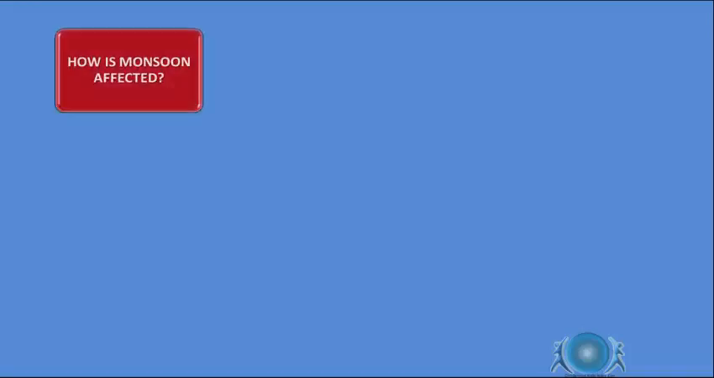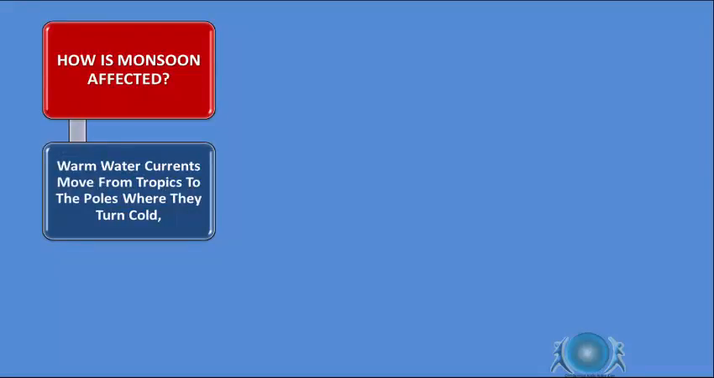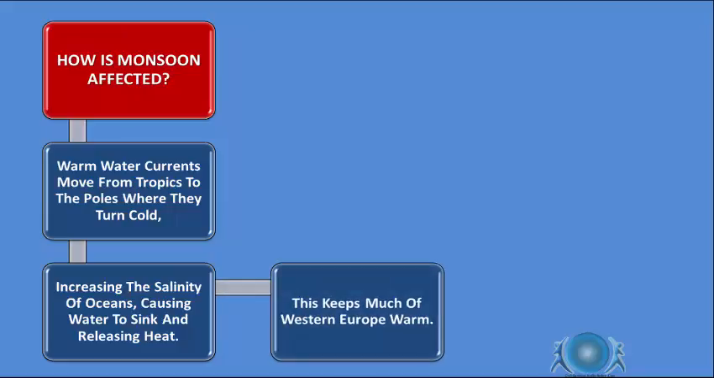Now let us see how the monsoon is affected. Warm water currents move from the tropics to the poles where they turn cold. Thus, they increase the salinity of the oceans and cause water to sink and therefore release the heat. This keeps much of Western Europe warm.